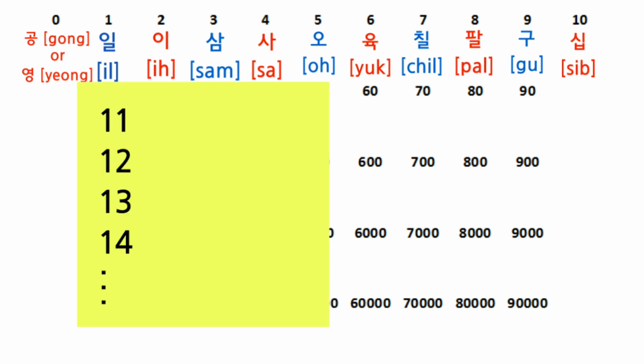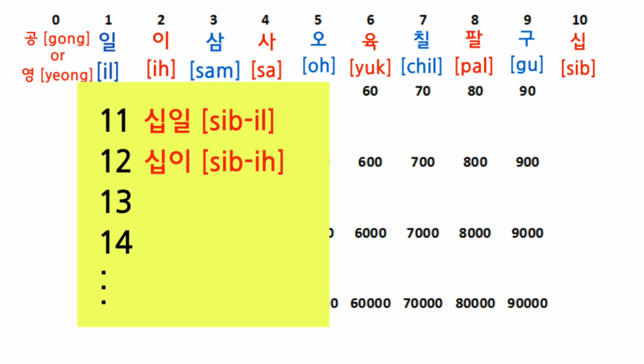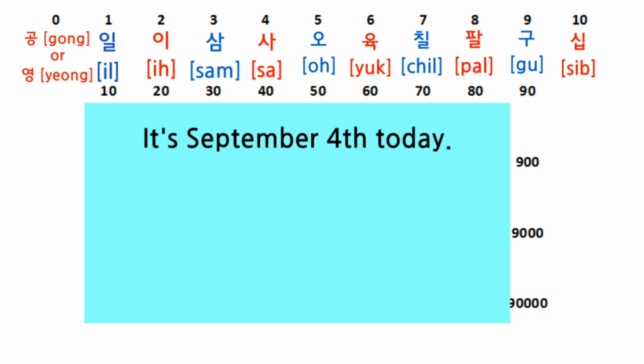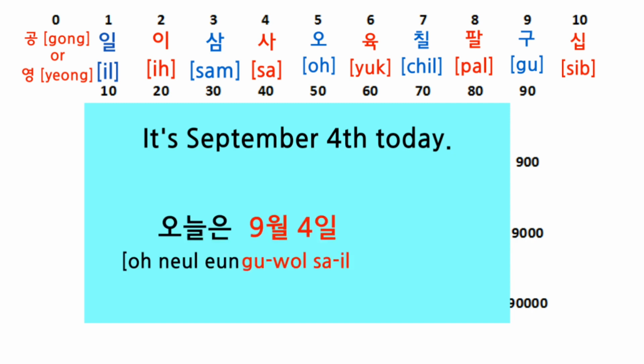Then what about this? 11. 십일, 십이, 십삼, like that. It's September 4th today. Can you say it in Korean? 오늘은 9월 4일입니다. 월 means month, 일 means day. 9월 4일.